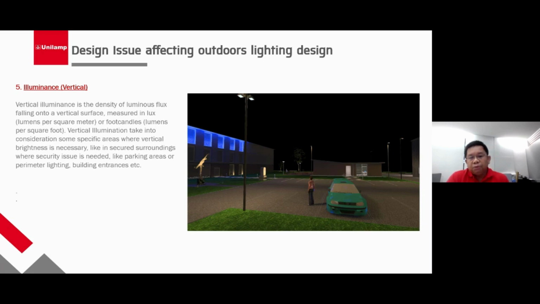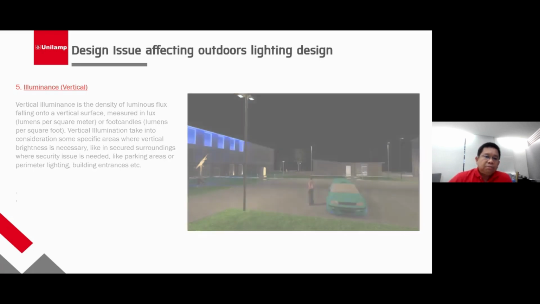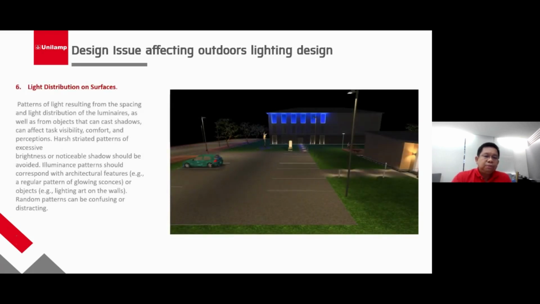For example, for a parking area, in order to capture good vertical illuminance, also with modern technology, high-definition CCTV, you need at least an average of 20 lux vertical illuminance. Based on experience, we did a couple of projects where, in order to have a good capture by CCTV, we need to make sure that our average illuminance is about 20 lux. So again, vertical illuminance is an issue that we need to consider.